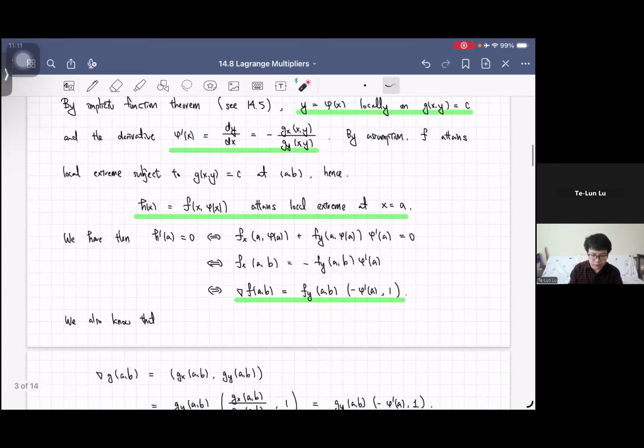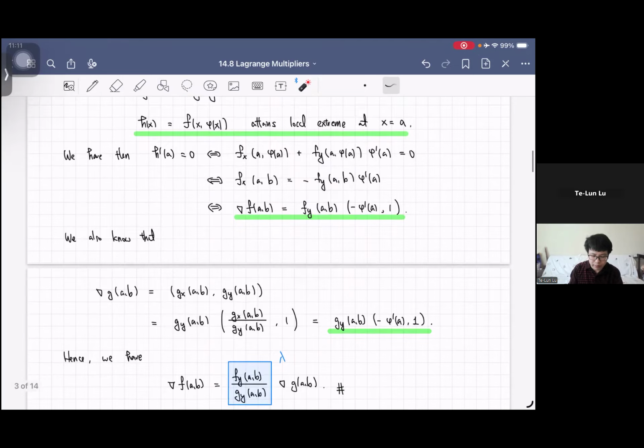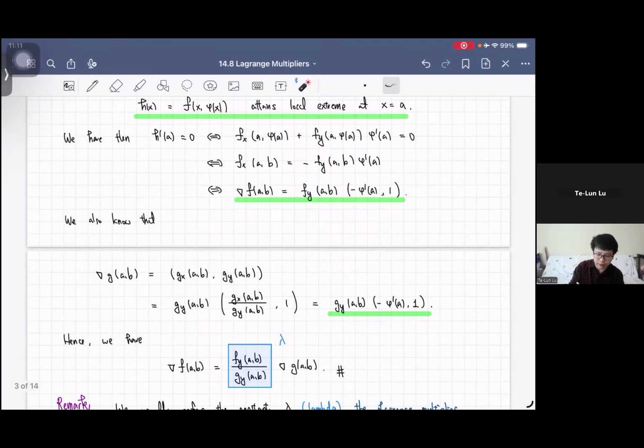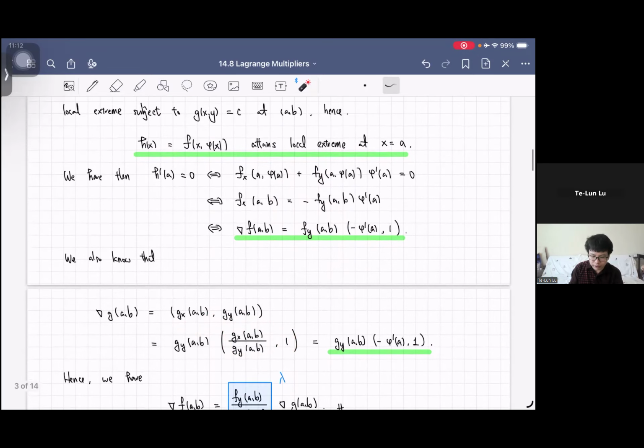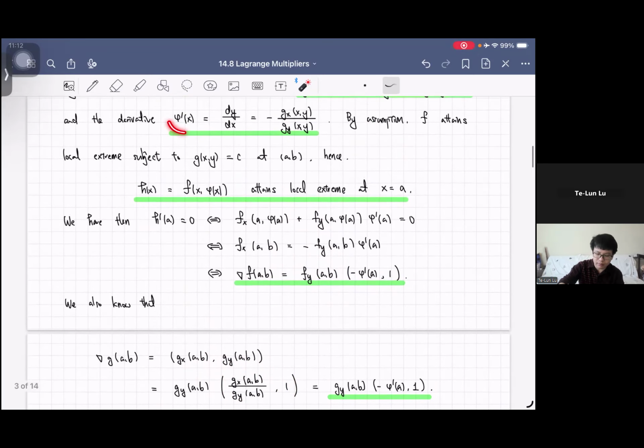Now, let us turn to the gradient of g. By definition, the gradient of g is simply (gx(a,b), gy(a,b)). And again, since this is non-zero, let us factor that out, gy(a,b). The first term becomes gx divided by gy, and the second term is 1. According to the implicit function theorem, we know that minus gx over gy is phi prime. So this guy is simply minus phi prime of a, right?